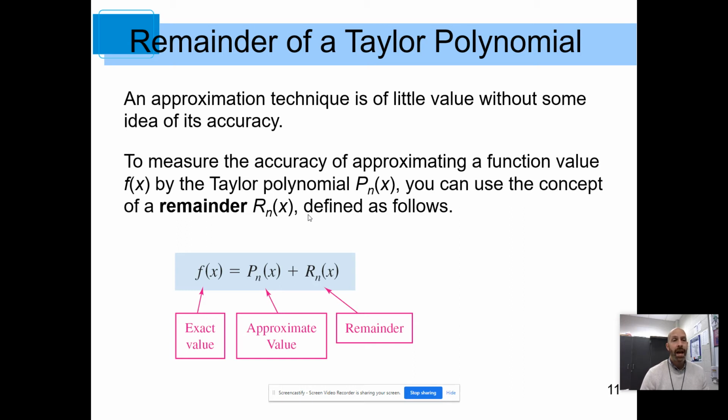So f of x is the actual function, so that would give us the exact value. If I plugged in some number for x into the function, that gives me the exact value. The Taylor or Maclaurin polynomial is going to give us an approximate value, which is going to be off some in most cases. And so therefore, we've got to add this little bit of remainder. So notice that the notation is that f of x is equal to p sub n of x plus r sub n of x. And hopefully that makes sense because r stands for remainder. And then the p sub n, that's our polynomial, whether it's Taylor or Maclaurin.